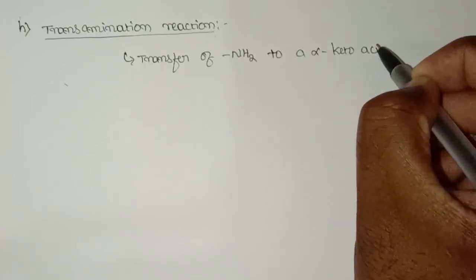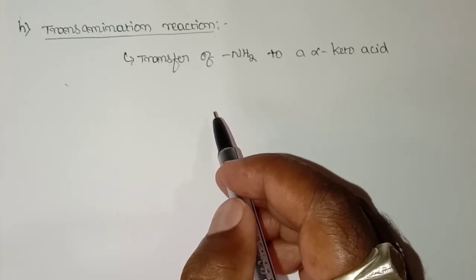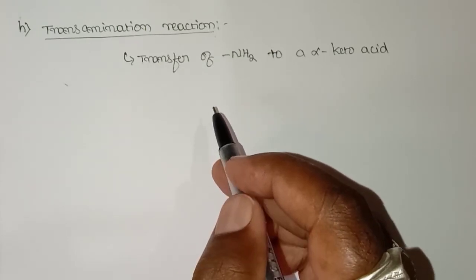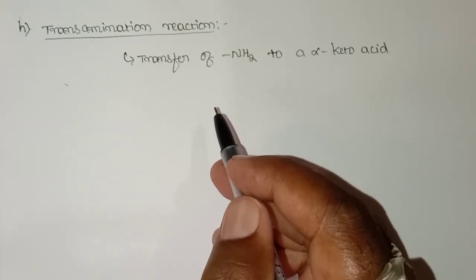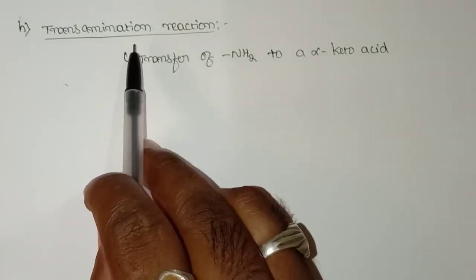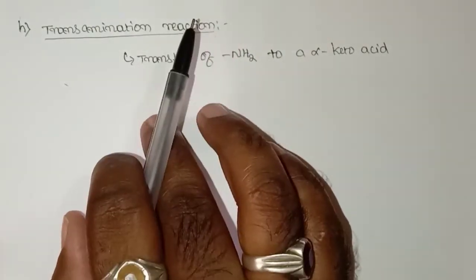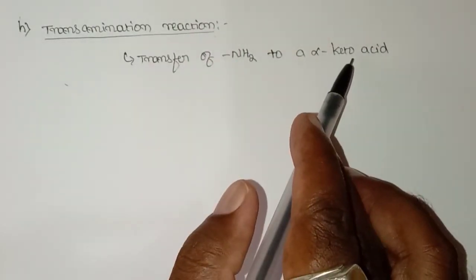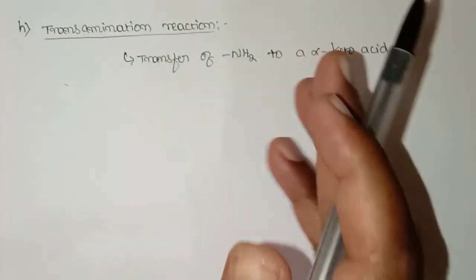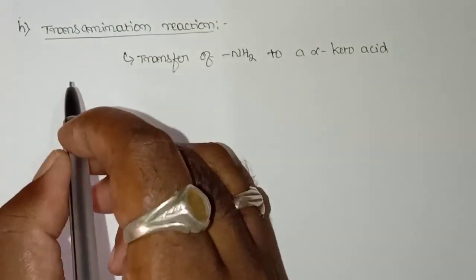In the previous reaction we observed that when an amino acid is subjected to oxidative deamination, we get an alpha keto acid. If you react that alpha keto acid with another amino acid, the amino group present in the amino acid will be transferred to that alpha keto acid. And now we shall see what the reaction is going to result in. Okay, so let us consider one simple general reaction.